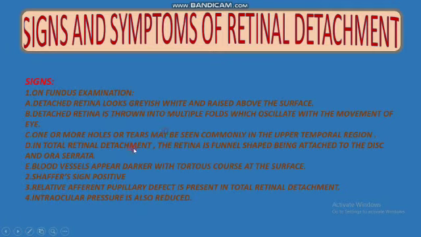In total retinal detachment, the retina is funnel shaped, being attached anteriorly to the ora serrata and posteriorly to the optic disc. Blood vessels appear darker with a tortuous course at the surface.